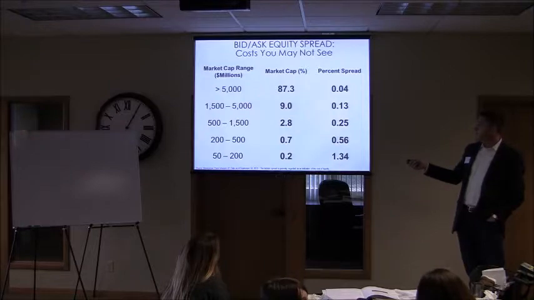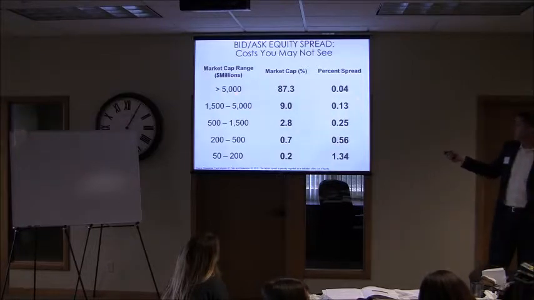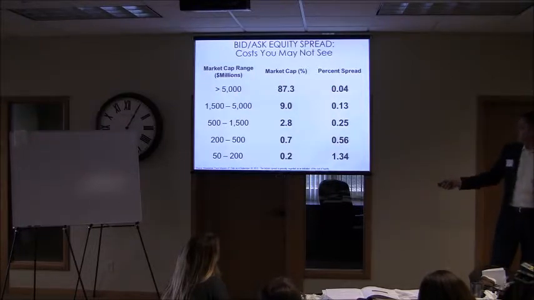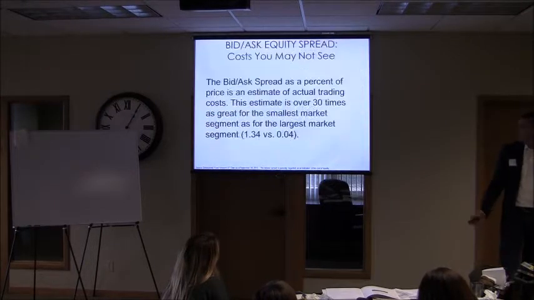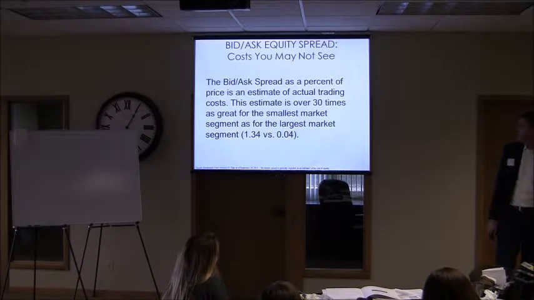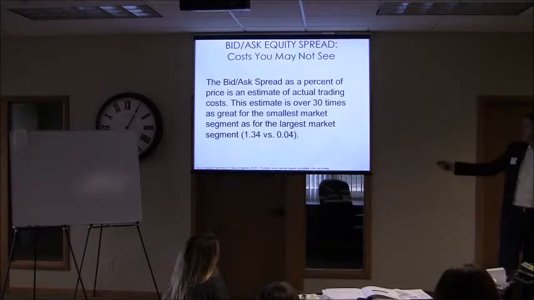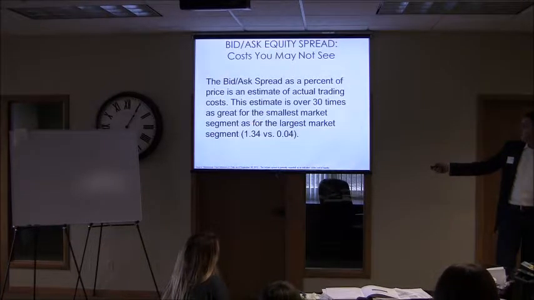The larger the companies, $5 billion companies, cost less to trade. These small companies, and I'll talk about small companies a little bit, they cost 1.5% just to make a buy and then a 1.5% to sell. The mutual fund managers, I think this quote is here, the bid-ask spread is a percentage of an estimate of actual trading cost. It's almost 30 times as great for small companies than large.